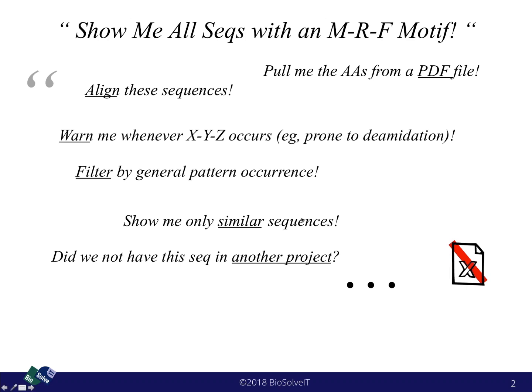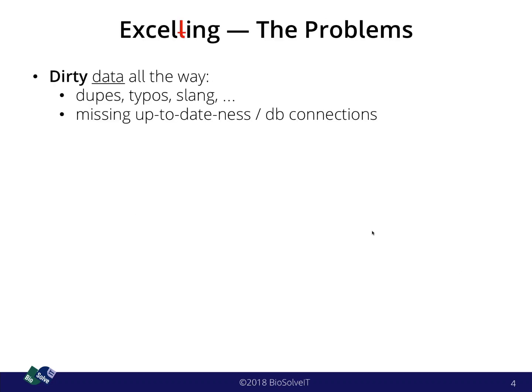Or something where more chemistry flows in: show me only those sequences that are similar to another one that I have. Something which gets more importance in perhaps larger organizations where there is a history of several projects. Something like, did we not have this sequence or something very similar in another project? So cross-project work is the key word here. All these tasks are extremely difficult to accomplish with Excel.